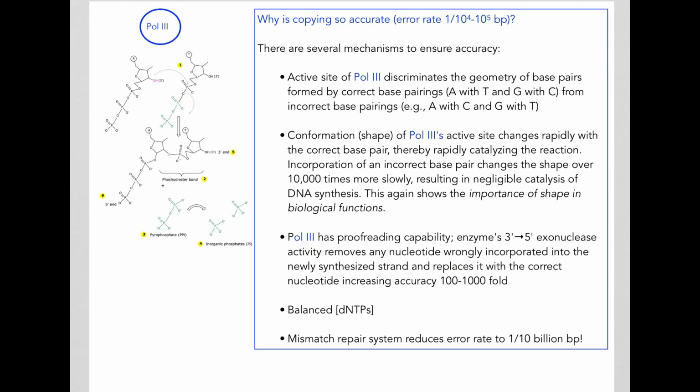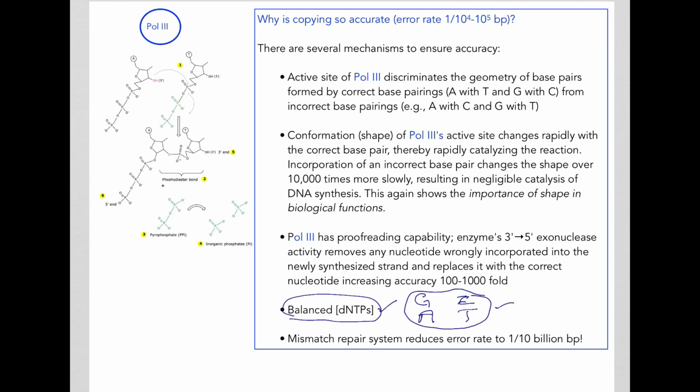In addition to the enzyme properties, one of the other reasons why its accuracy is very high is a balanced concentration of the deoxynucleotides. So, for example, the concentration of the purine nucleotide G is more or less similar to the concentration of C. The concentration of the purine nucleotide A is similar to the concentration of T. So by having similar concentrations, the chances of them entering the active site would be equal.